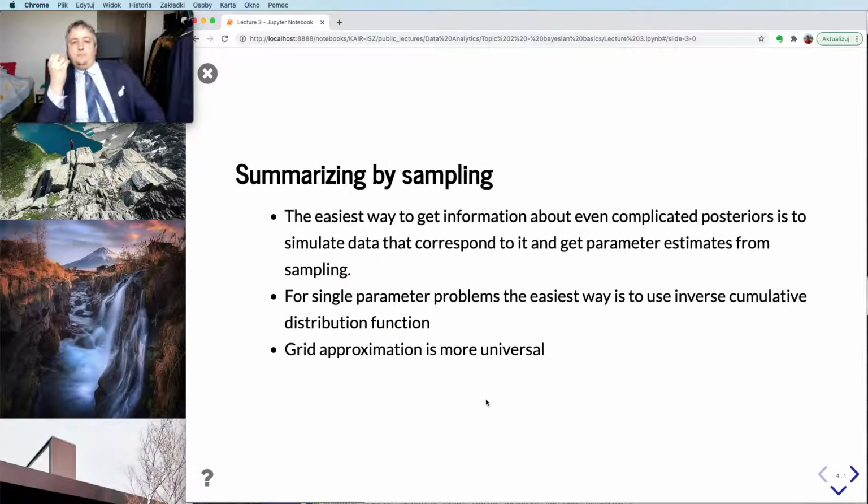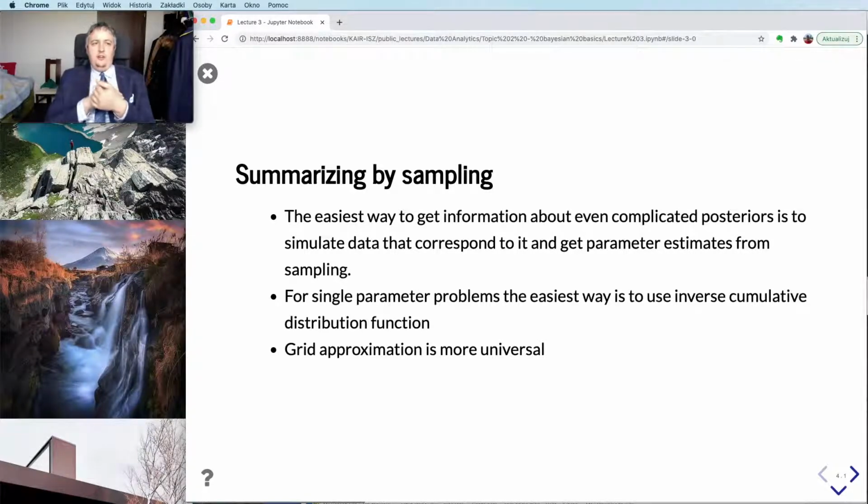So generally, in order to get information even about complicated posteriors, we just simulate the data that corresponds to that and get parameter estimates from sampling. So generally what we'll be doing is sampling from the distribution and computing the parameter estimates. How do we do sampling for a single parameter problem? The easiest way is to use the inverse cumulative distribution function. What does it mean? We compute the cumulative distribution function.